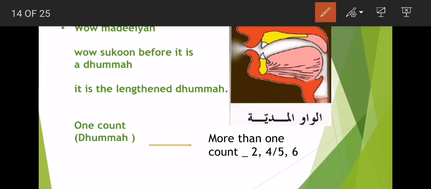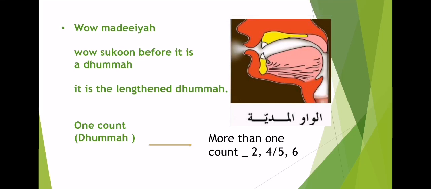And similarly, just like the alif madiyya, where the madd can be 2 count, 4 count, 5 count, or 6 count, and the damma is 1 count. But for the waw madiyya, it is the lengthened damma. How can we express that in letters? There will be a waw sukoon after the damma. For example, if I say ba damma, it is bu. But ba damma waw sukoon, boo.